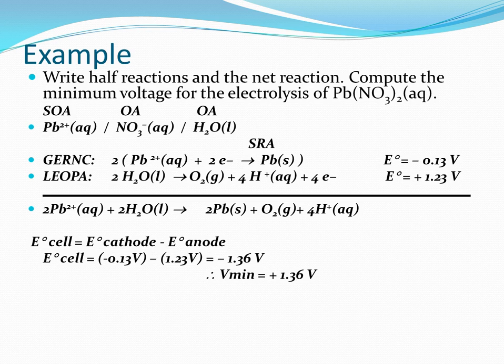This example shows the steps required to figure out the minimum voltage for electrolysis of lead-2 nitrate. The strongest oxidizing agent and strongest reducing agent are identified, and the net reaction and standard cell potential is determined. The standard cell potential is negative 1.36 volts. So the minimum voltage for the electrolysis of lead-2 nitrate is 1.36 volts.